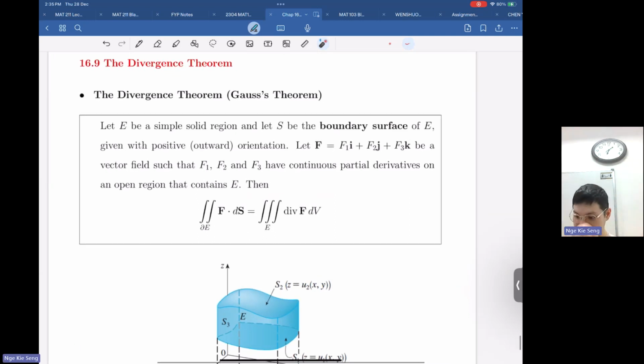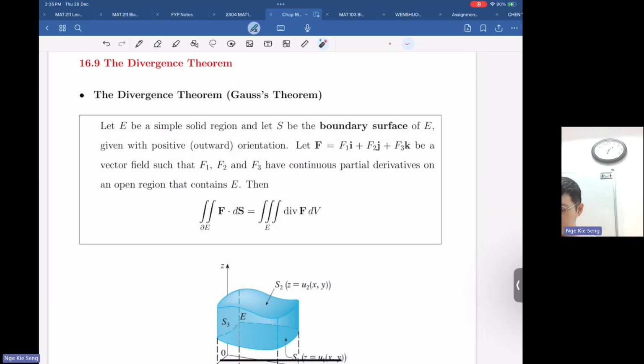So the last one is the divergence theorem, or sometimes we call it Gauss's theorem. Just now we used a loop to bound a surface. Now we use a closed surface to bound a solid. You can imagine a solid ball, and the outside is a sphere. It's a closed surface bounding a solid ball.